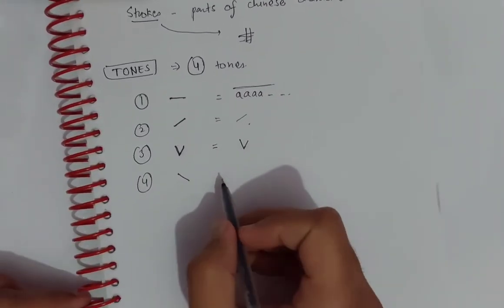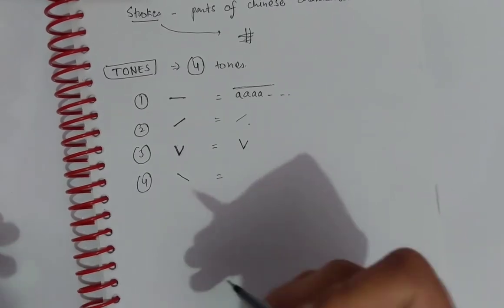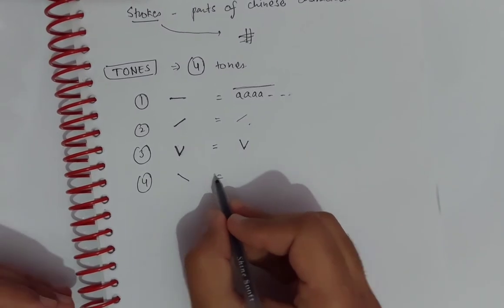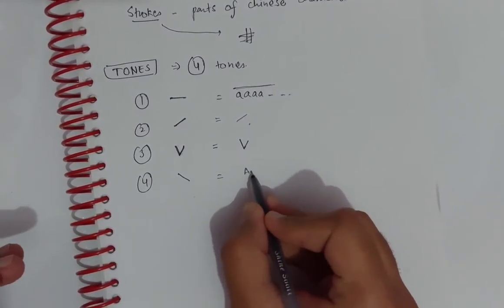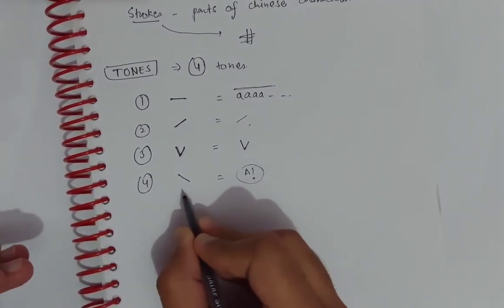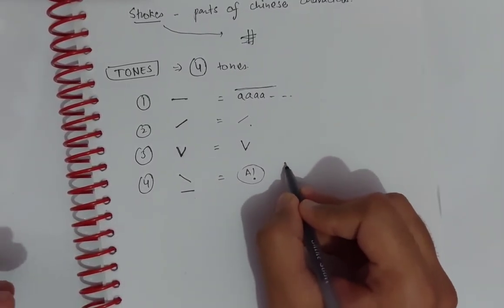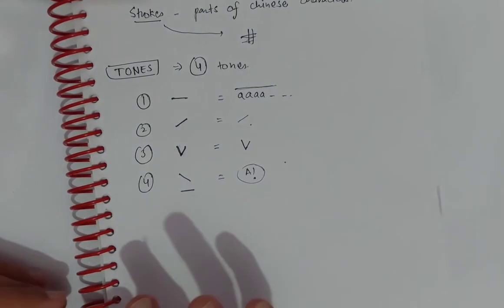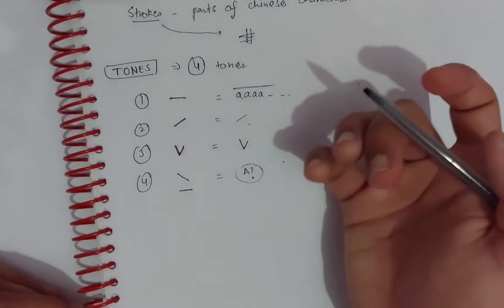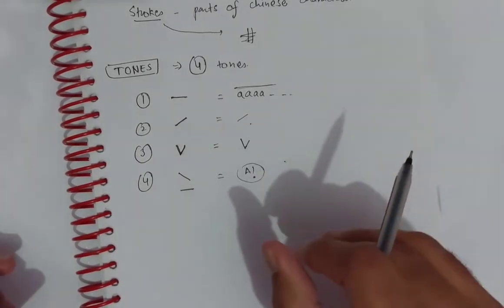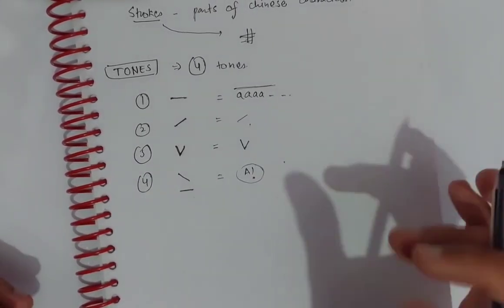So this is the third tone, and the fourth tone in Chinese is like a surprise manner. You say ah, from high pitch to low pitch. So this is the fourth tone. These are the 4 tones you need to remember in pinyin, or in the pronunciation of Chinese words.